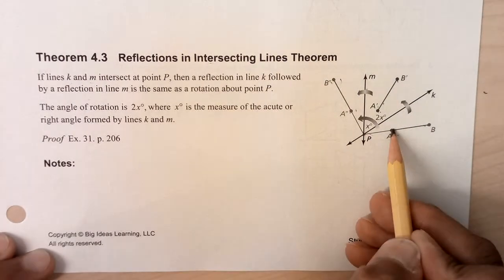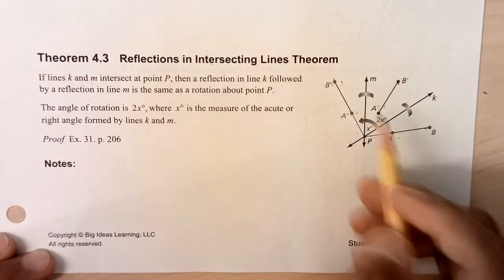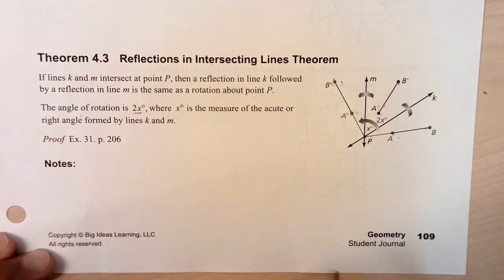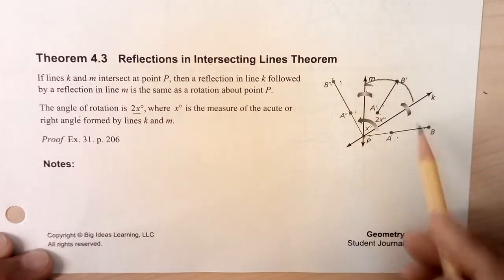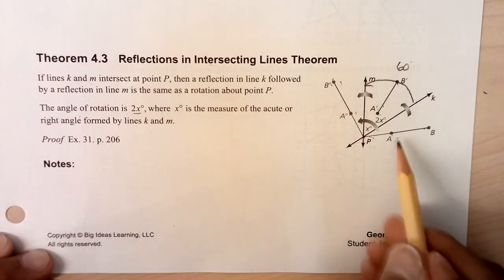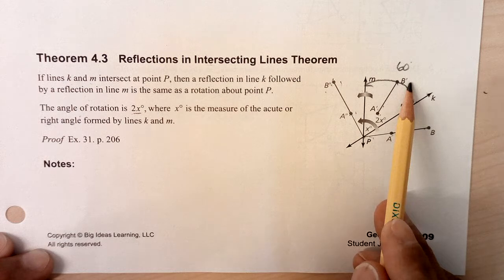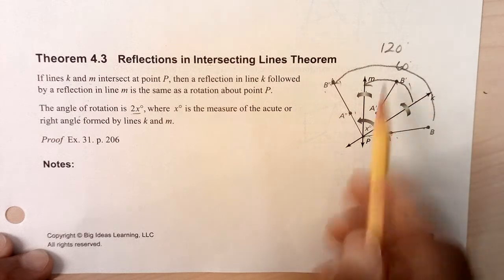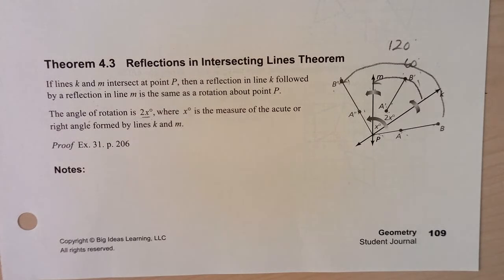So the angle of rotation from AB to A double prime, B double prime is twice the angle between the two intersecting lines. The angle of rotation is 2x. So the angle varies. Let's just say this angle between the two intersecting lines is 60 degrees. Then the angle of rotation from AB to A double prime, B double prime would be twice that, or this angle of rotation right here is twice 60 degrees, which is 120 degrees. So that's what the 2x compared to x is.